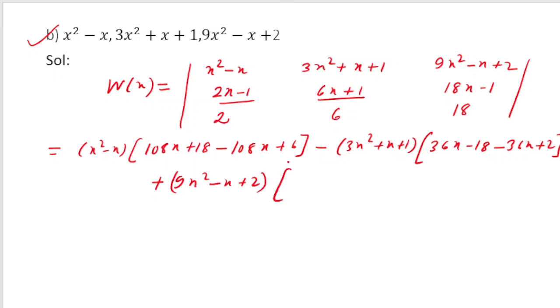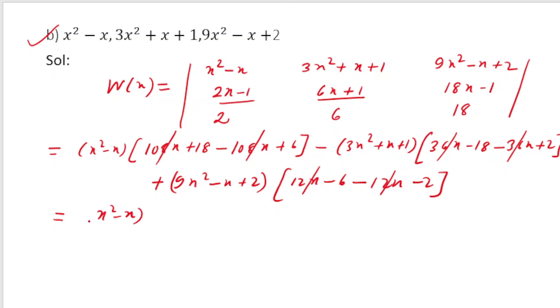And here I will have this into this, so I will get 12x minus 6 and minus 12x minus 2. So you can see that this term and this term is cancelled, this term and this term is cancelled, this term and this term is cancelled. So what did I get here? We get x squared minus x into 18 plus 6, that is 24. Here I got 3x squared plus x plus 1, and minus 18 and plus 2.